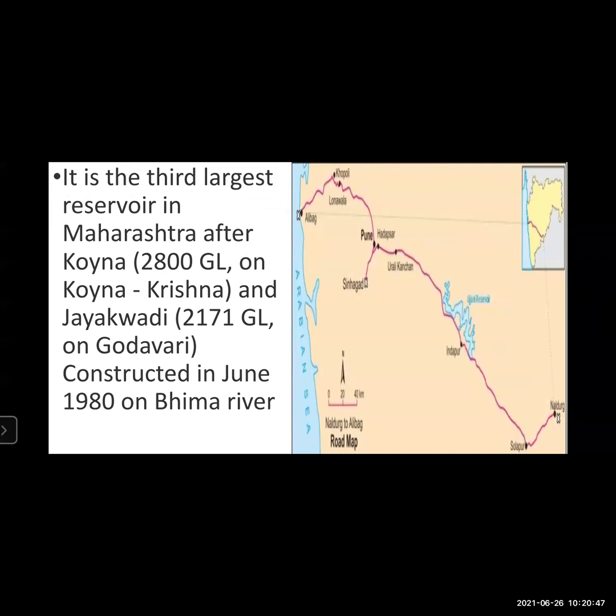It is the third largest reservoir in Maharashtra after Koyna. That is, Koyna contains 2800 gigaliters. It is built on river Krishna, and Jaikwadi, that is 2171 gigaliters, on Godavari. Jaikwadi is built on the river Godavari. Constructed in June 1980 on Bhima River.